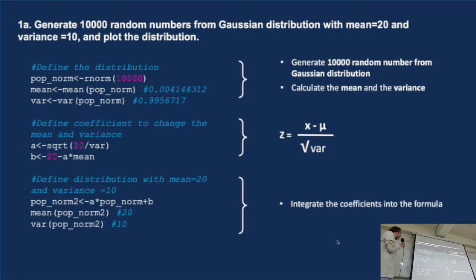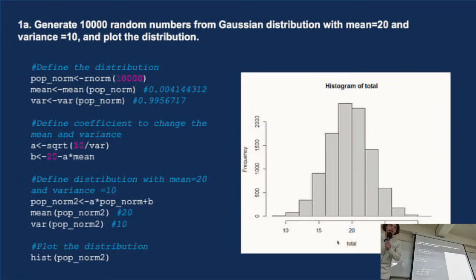Then I define the new distribution with the mean 20 and the variance 10 with the coefficients we calculated before. So it's this line: I just multiply the previous distribution by a, and add the b coefficient. And we can see the mean and the variance are equal to 20 and 10. And this is a plot of the distribution.